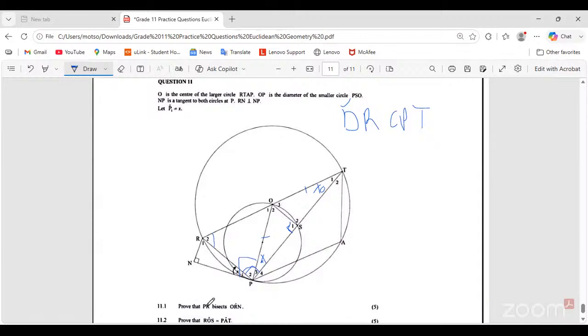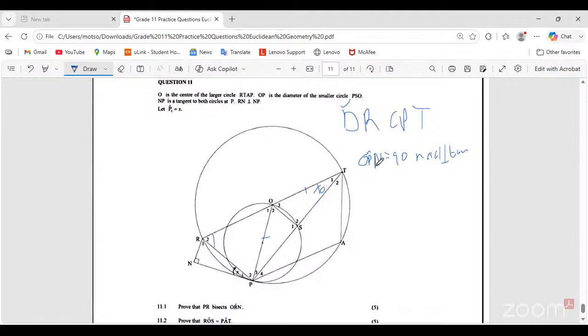Now, we are required to prove that PR, which is this one, bisects ORN, bisects this angle, which is to prove that R2 is equals to R1. Now, what are we going to do? We said we know that OPN is equals to 90 degrees. Why? Because the radius is perpendicular to the tangent, right?